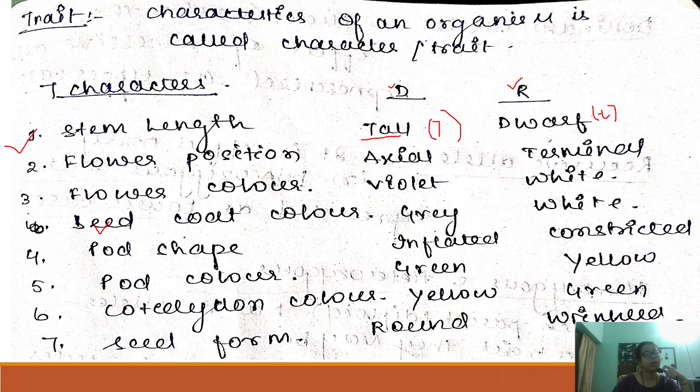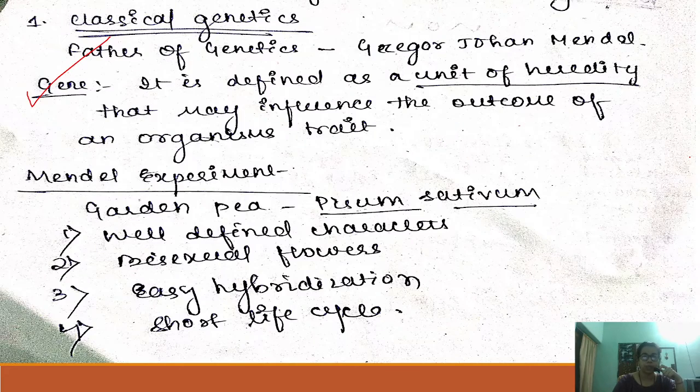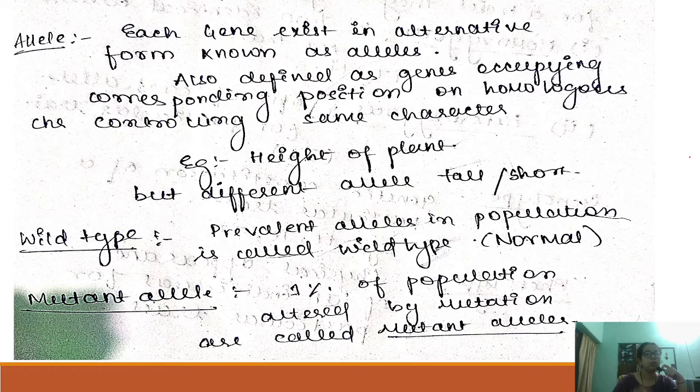But what is dominant and what is recessive? Before that we need to understand a term called allele. What is an allele? You have understood what a gene is, a unit of heredity. Now you need to understand that each gene is present in two alternative forms.